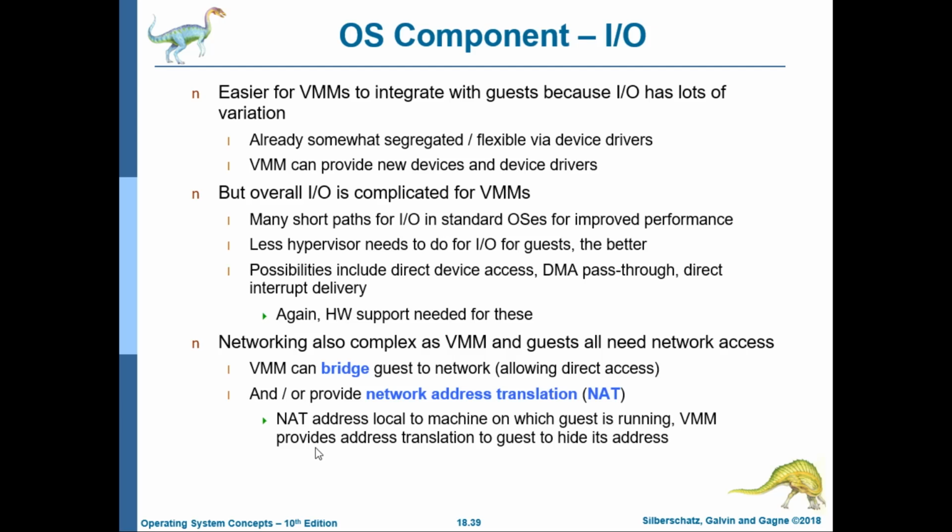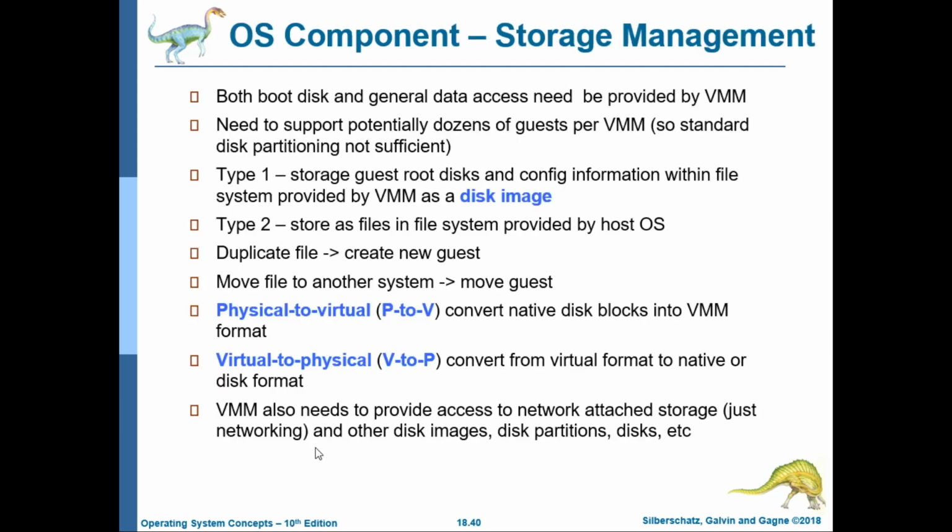So what is NAT? This is a NAT address local to the machine on which the guest is running. Then the VMM provides address translation to the guest to hide its address.